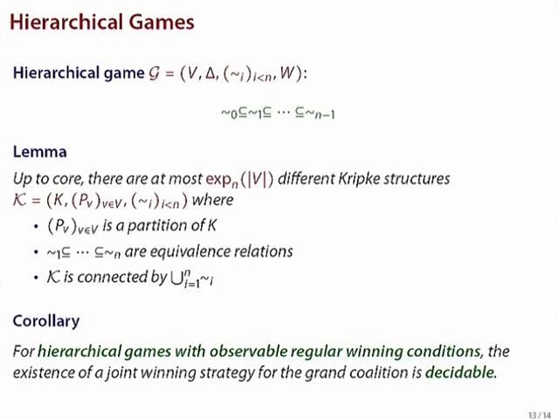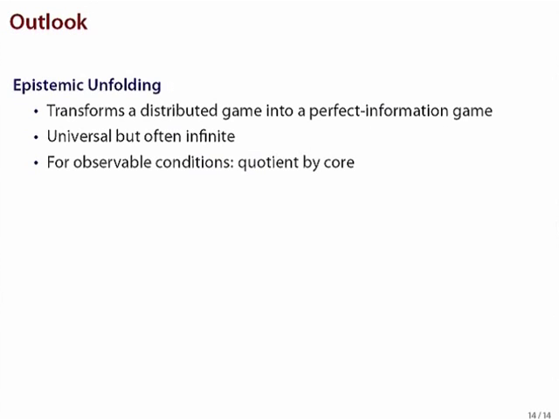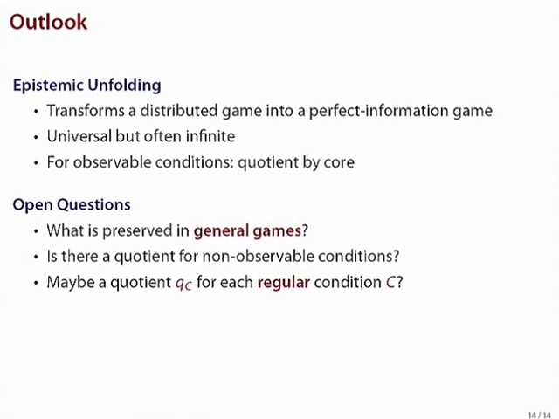So for this lemma you just need to count, and then you get this corollary for free from our result. Okay, so that's basically it. I think the notion I really want you to remember from this is the epistemic unfolding, which you can do for every n-player game with imperfect information. But for observable winning conditions, you can quotient it by homomorphic equivalence, and it will still be okay and much smaller. And of course, there are several open questions here.